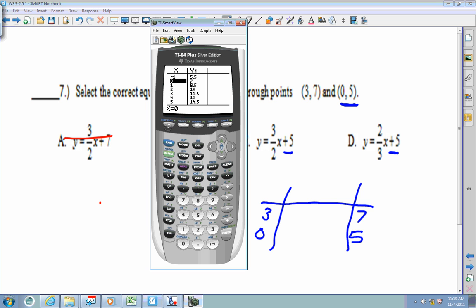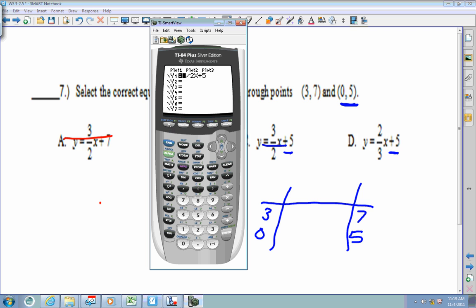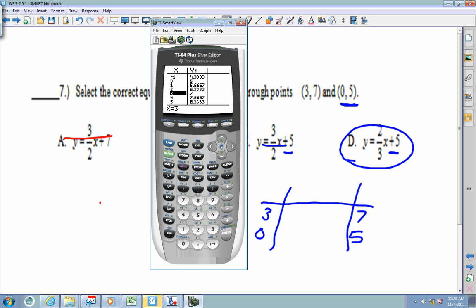and do delta y over delta x. But you also still can go in here and get 3/2 x plus 5 and press second graph and look and see if the point 3, 7 is in there. It says 3 and 9.5, so that's not the right answer right here. So hopefully this next one is. Let's try 2 divide 3 and press second graph. 3, 7. There it is, 3, 7. So my answer is D.